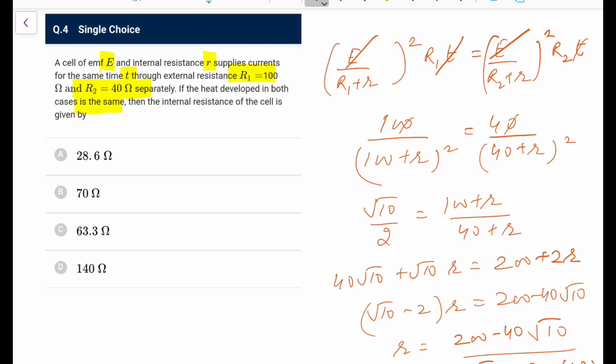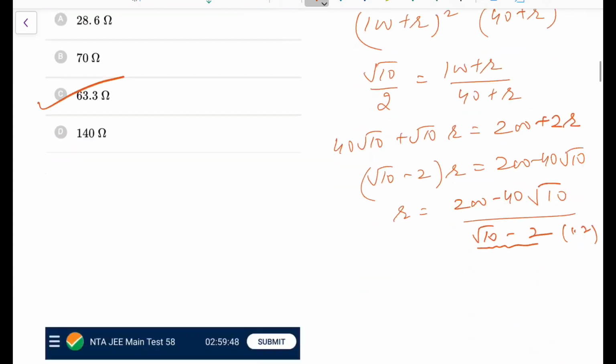So above we will get 70 something, 72 over 1.2. So this is close to 60, that is the value we are getting. It would be 63.3 going by the closest option, or you can do it more carefully if you wish. I've just taken the approximate route. I am confident enough to go for that. Otherwise you should solve it first.